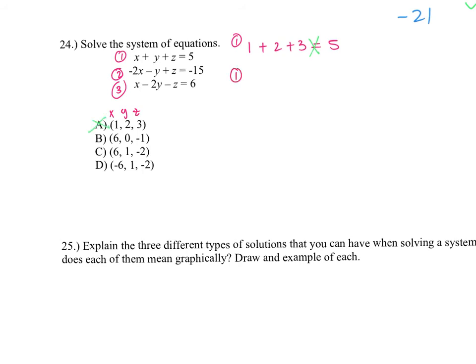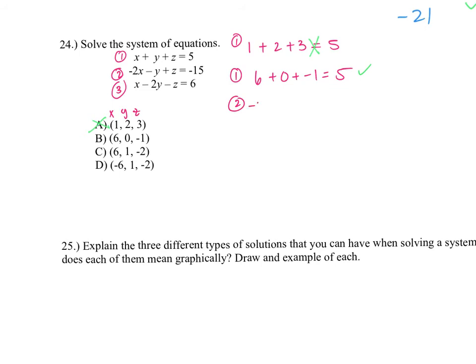Again, I'm going to start with the first equation. Plug in 6, 0, and negative 1. So 6 plus 0 plus negative 1, does it equal 5? And it does. 6 minus 1 is 5, so this works. So the first one works.